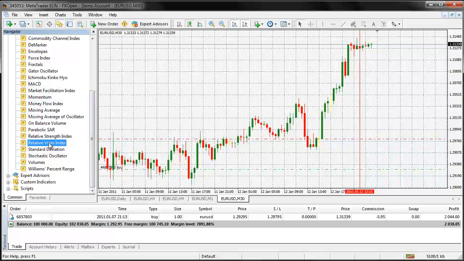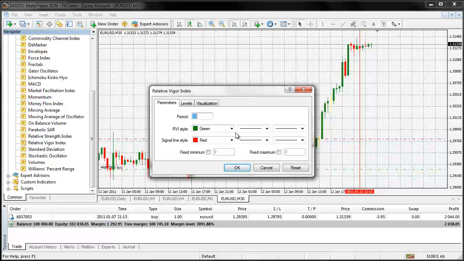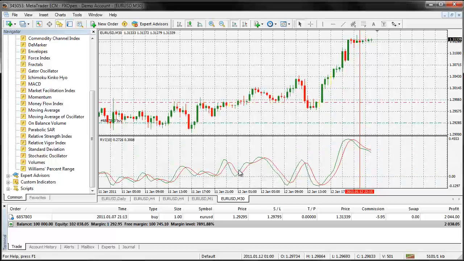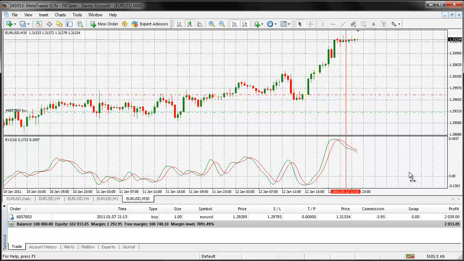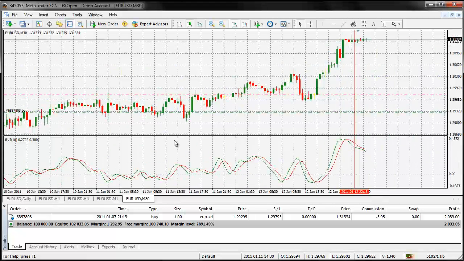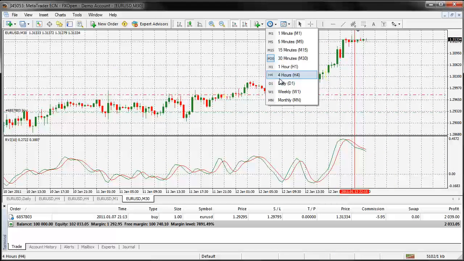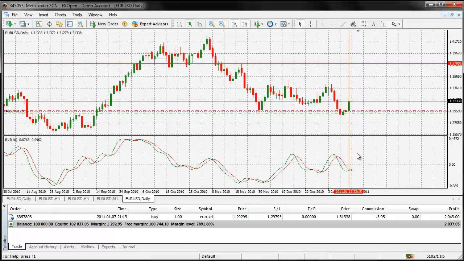Alright, the first one might be a little bit easier for you to understand, and this is called the Relative Vigor Index. Go ahead and just plonk this onto the chart, and I believe it does have values in there for some reason. Let's go to a higher time frame, maybe daily.